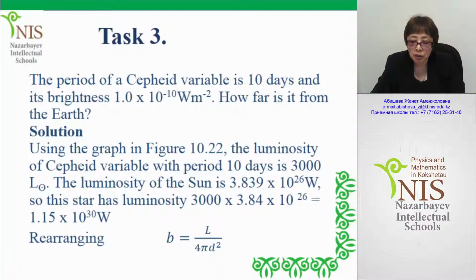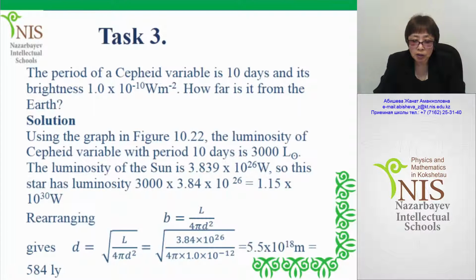So this star has luminosity 3000 multiplied by 3.84 times 10 to the power 26, which equals 1.15 times 10 to the power 30 watts. Rearrange B equals L over 4 pi d squared, which gives d equals 5.5 times 10 to the power 18 meters, or 584 light years.